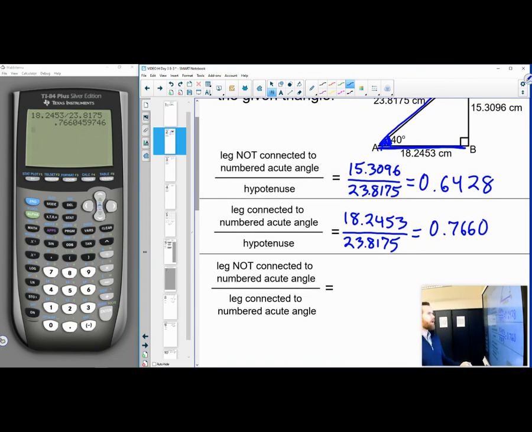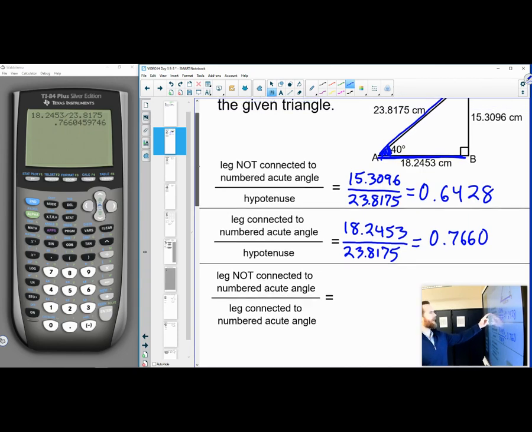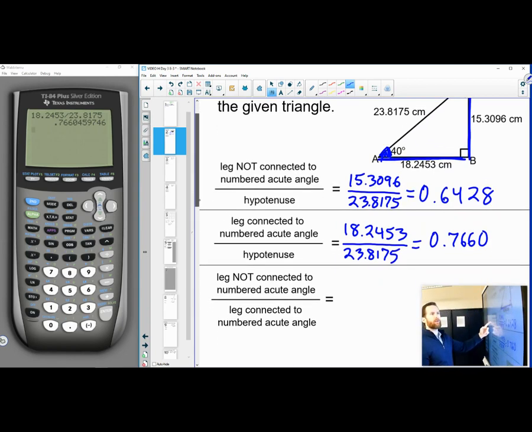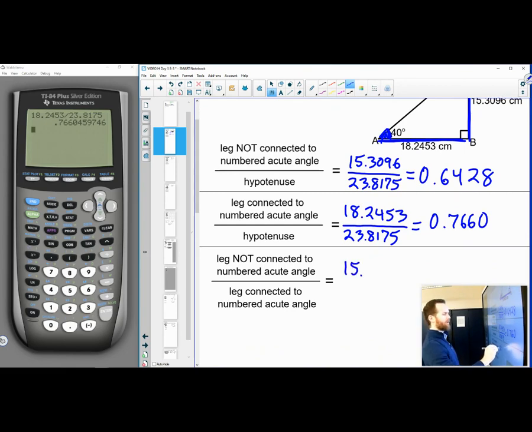And the next one is the leg not connected to the numbered acute angle compared to the leg connected. All right, so now we're just comparing the two legs, so we get rid of the hypotenuse, and it's not connected, so that one's first, to the one that's connected. So it's 15.3096. And we're going to divide that by 18.2453. And let's see what we get.